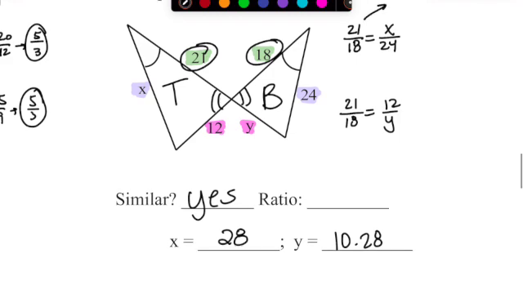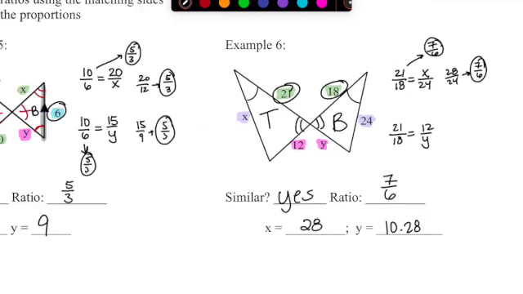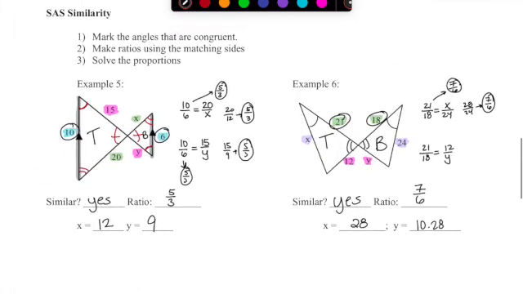Our ratios, we have to look here. 21 over 18. You can take out a 3, and you are left with 7 over 6. If I plugged X back in, that's 28 over 24. I need to take out a 4. 7 over 6. Ooh, this Y is going to be funky. I'm not going to check Y because I can't. But your ratio is going to be 7 over 6. And that's how you would use your side angle side similarity. But really, we use angle to help us on that.